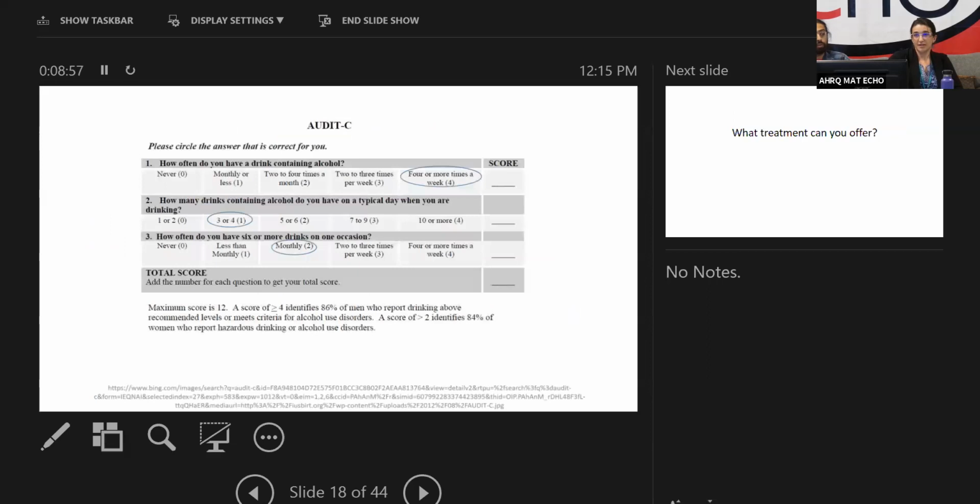So this is the AUDIT-C, which is the shortened validated version also of the AUDIT questionnaire. And you can see that she scored a 7 based upon that she drinks 4 or more times in a week. On a typical day, she has 3 or 4. And then for number 3, how often do you have 6 or more drinks on one occasion? That's monthly. So she got a 2 for that.